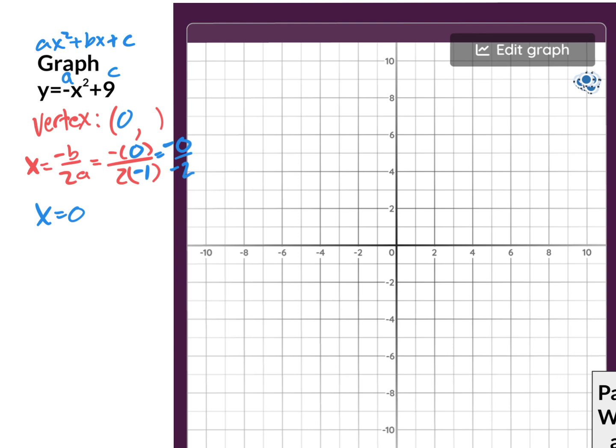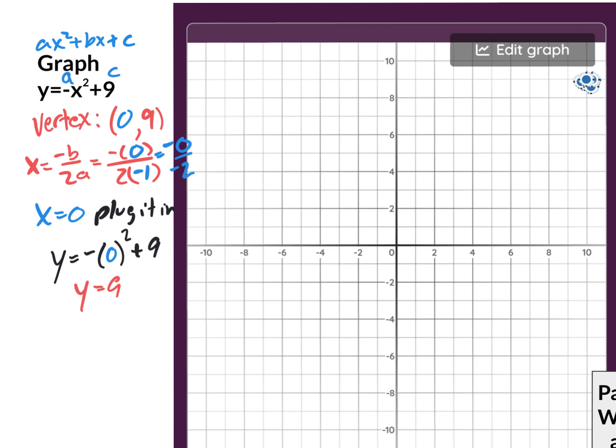Now, whenever you have your x value and you want your y value, all you do is plug it in, right? You plug it into the original equation, y equals negative x squared plus 9. When you plug in 0, it's really simple because 0 squared is 0. With the negative in the front, it's still 0. Plus 9, 0 plus 9 is 9. So y equals 9. So we just found the most important point, the vertex, 0, 9. That is a location on this graph.